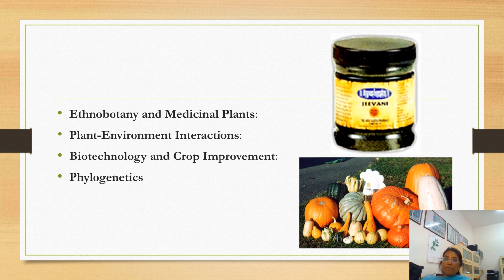Another is biotechnology and crop improvement. Here we are trying to study and do research so that we are enhancing the plant biomass or also developing resistance, especially to adverse environments and population growth, by imparting desirable genetic characters.